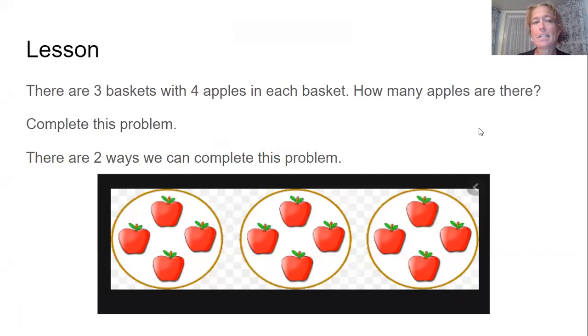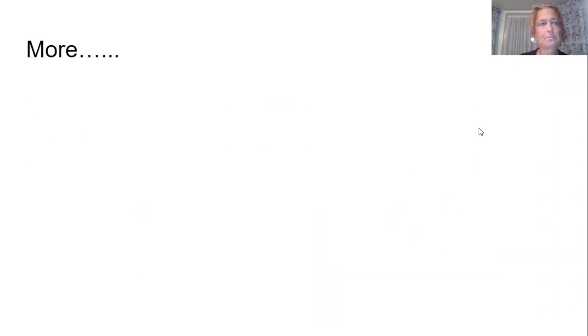In our math problem today, there are 3 baskets with 4 apples in each basket. How many apples are there? We're going to complete this problem in 2 different ways, one being repeated addition and one being multiplication. Our repeated addition problem is 4 plus 4 plus 4 equals 12. And our multiplication problem is 3 times 4 equals 12.